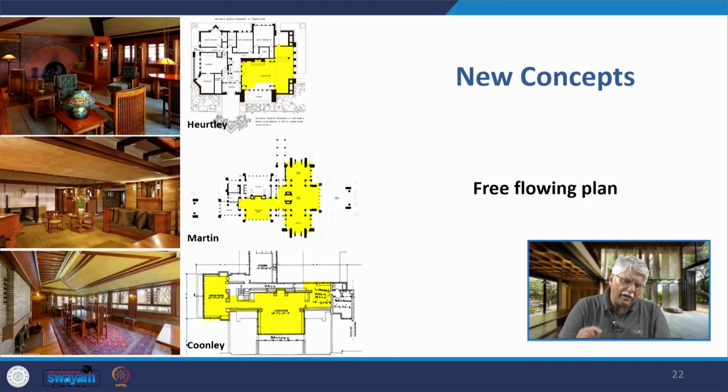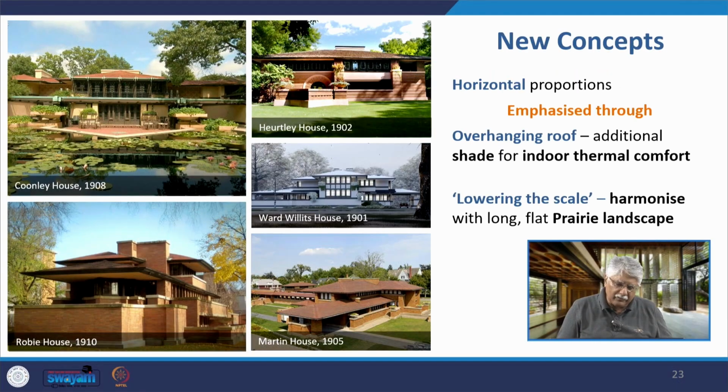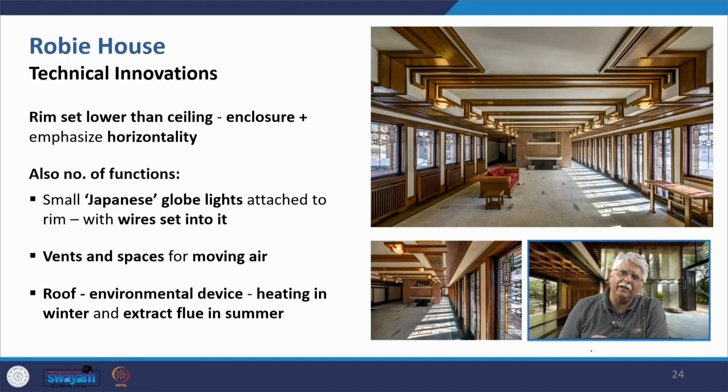This free flowing plan we find in other houses like the Heurtley house, Martin house, Coonley house by Frank Lloyd Wright. So these new concepts of horizontal proportions, overhanging roof for additional shading for indoor thermal comfort, and overall lowering the scale to harmonize with the low-lying or flat prairie landscape. Robie House also had technical innovations for that time.